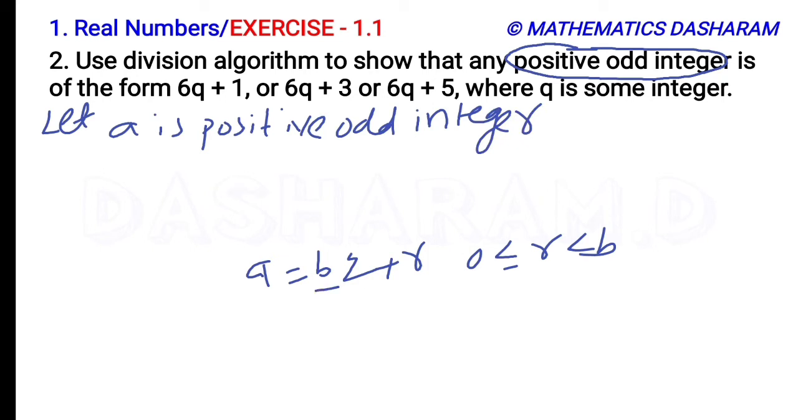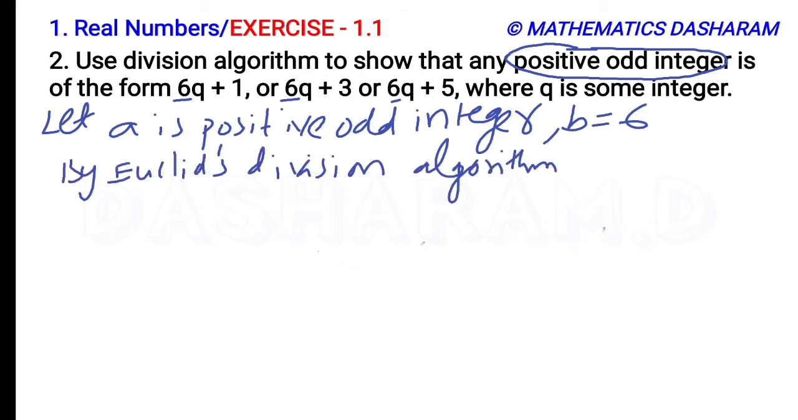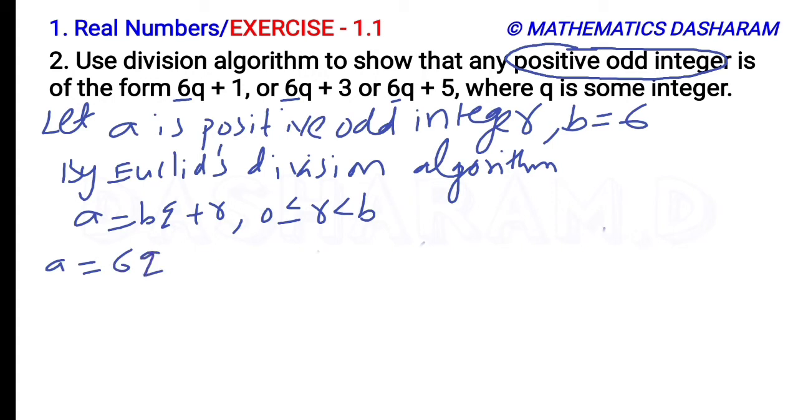Next, the b value. B means, in the given question, 6 is given. So b equals 6. Now by Euclid division algorithm, a equals bq plus r, where 0 is less than or equal to r less than b. Here a means positive odd integer, b means 6, q means q itself, and remainder r. So where 0 is less than or equal to r less than b, the b value is how much? 6.